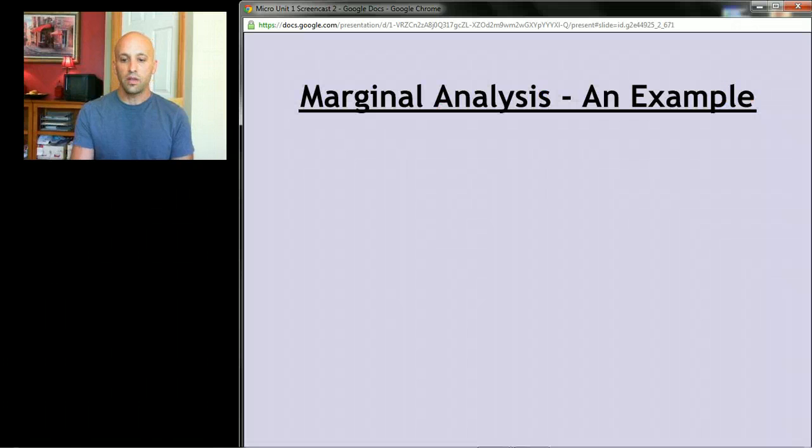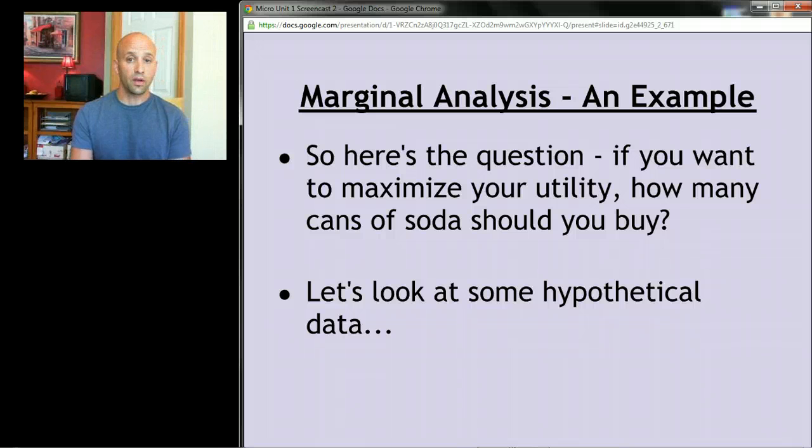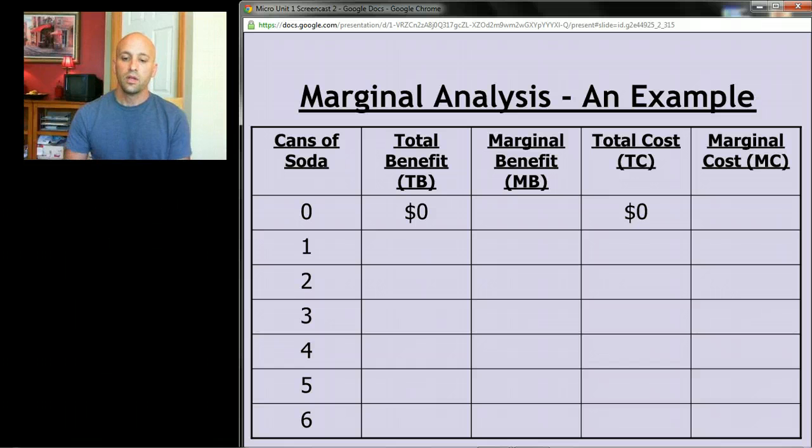All right, anyway, let's get back to the example. So here's the question. If you want to maximize your utility, maximize your happiness, how many cans of soda should you buy? Let's say you're really, really thirsty and you're probably not going to just have one. Okay, so let's look at some hypothetical data and I'll explain this data for you and try to explain how I came about it. So you'll look at this table that I've constructed. On the left-hand side, it says cans of soda, different amounts of soda that you might consume, anywhere from 0 to 6 cans.